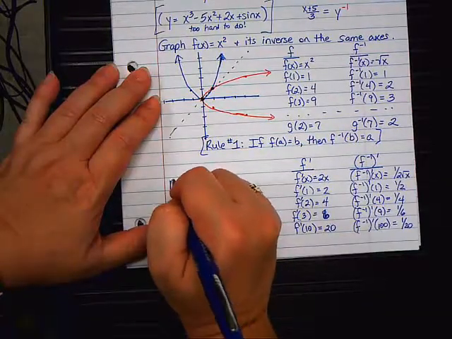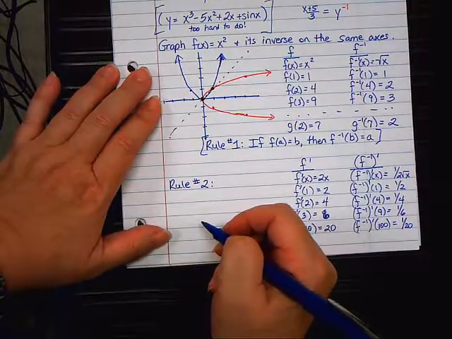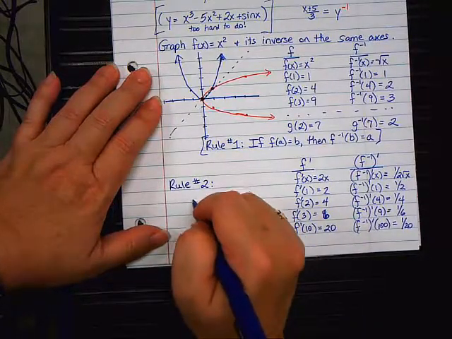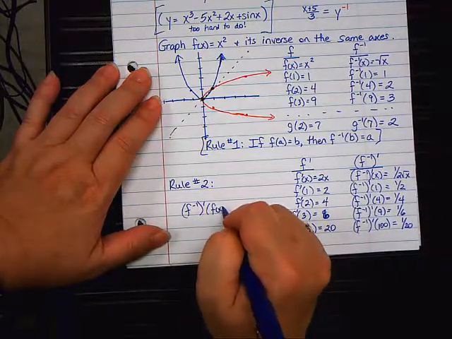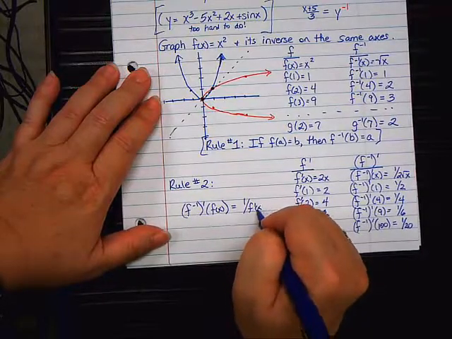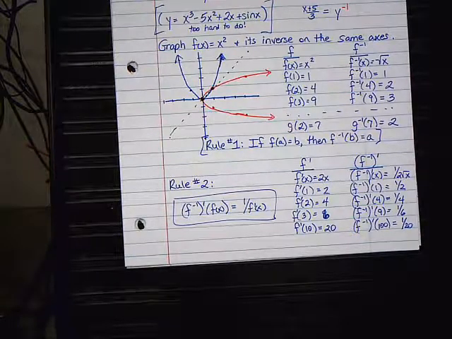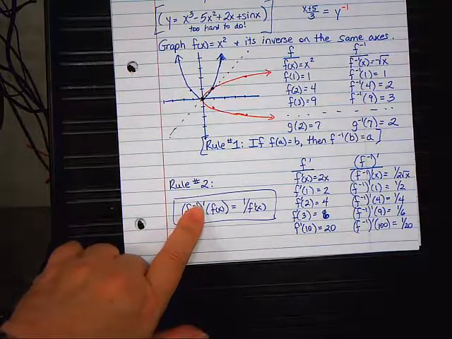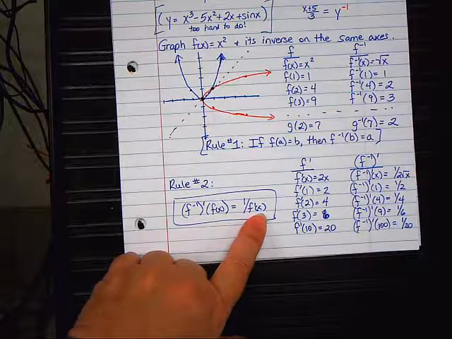So here is rule number 2 for today. And this is kind of an ugly rule, and that's why we did all this, because if I just wrote the rule down, you'd look at it and go, I have no clue what that means. And here's the rule. It says that f inverse prime of f of x equals 1 over f prime of x. Whoa. That is what we just did in calculus language. The inverse's derivative at the y value is equal to 1 over the derivative at the x value.